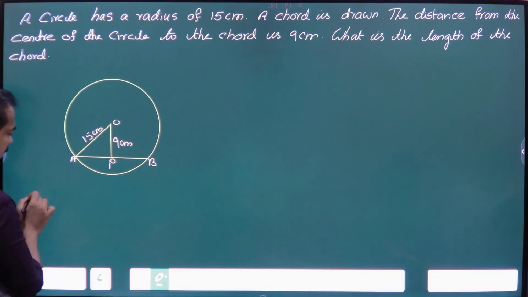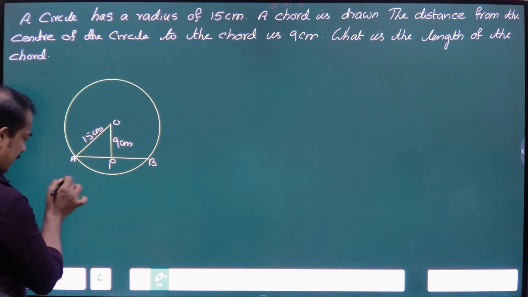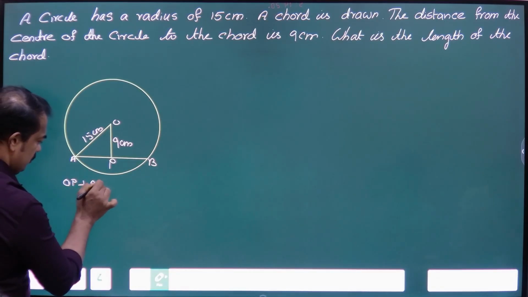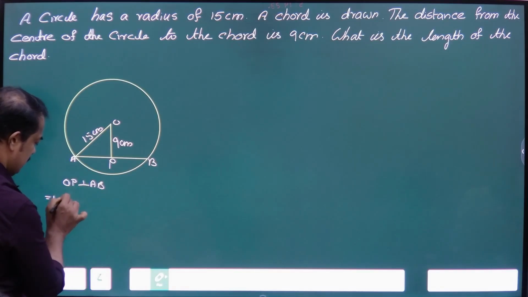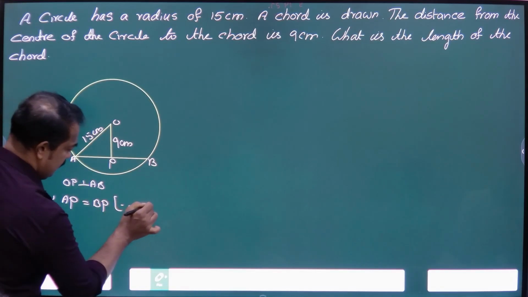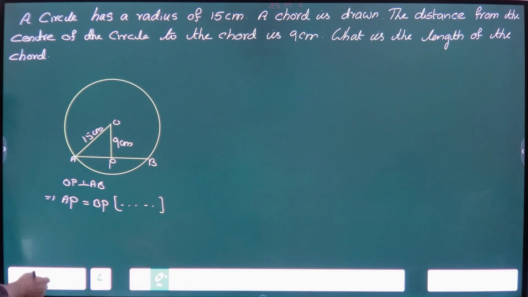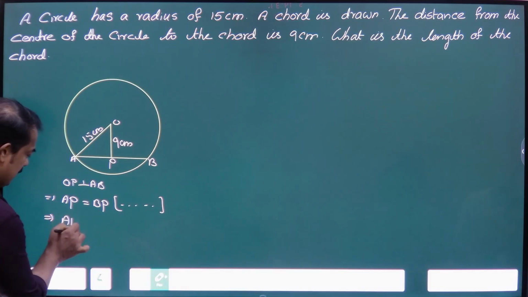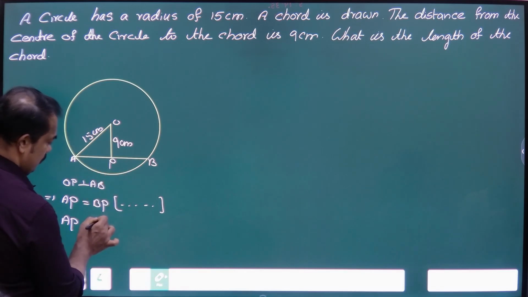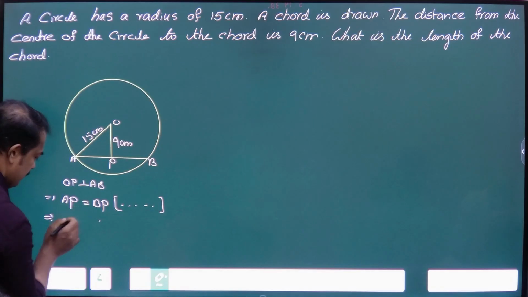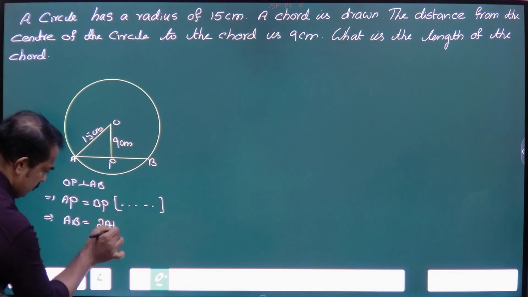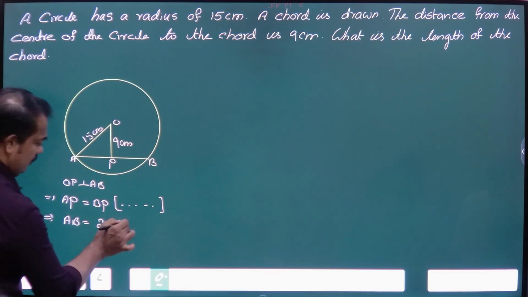The first find AP. In OP perpendicular to AB implies AP equal to BP. Theorem: perpendicular from center to chord bisects the chord. Implies AP is equal to BP, AB is equal to 2AP. Equation 1.